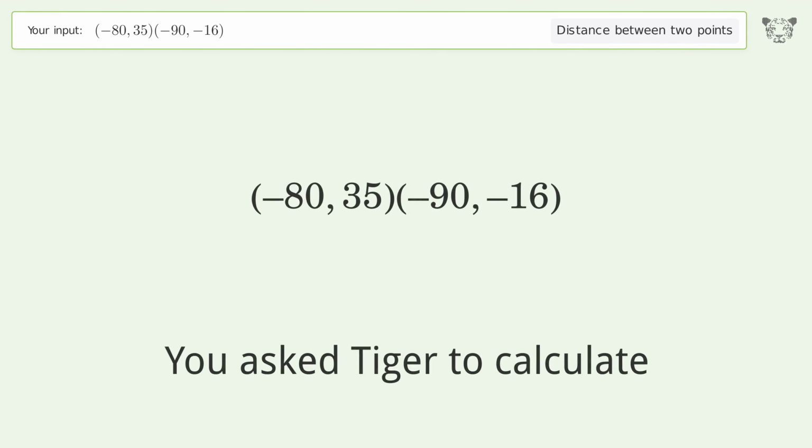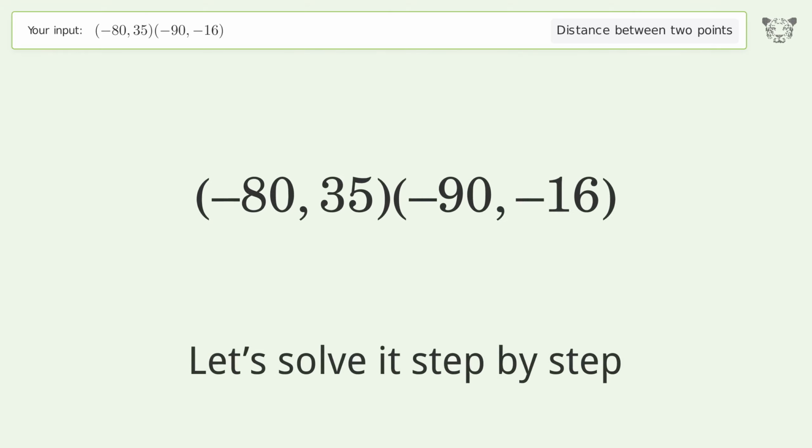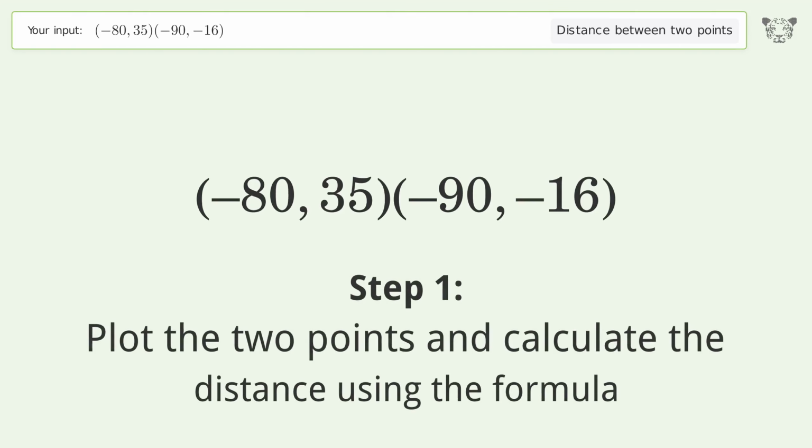You ask Tiger to calculate. This deals with the distance between 2 points. The distance between the 2 points is the square root of 2701, or 51.971. Let's solve it step by step. Plot the 2 points and calculate the distance using the formula.